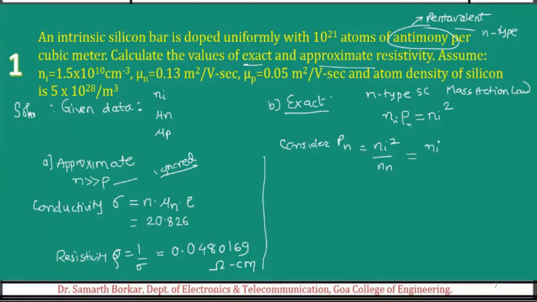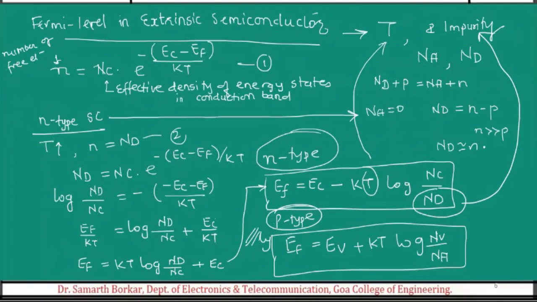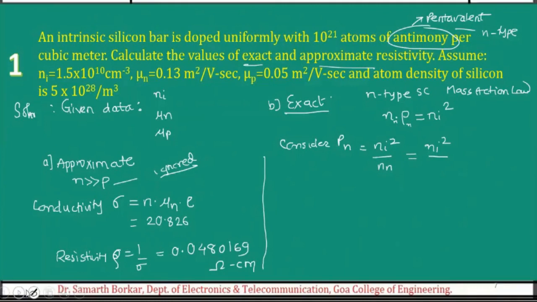Here we have ni squared, and from the previous slide, nn is as good as the donor concentration. So ni squared upon Nd.